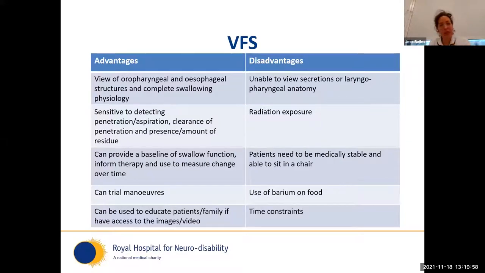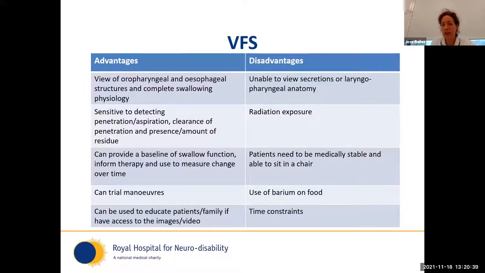We know that in terms of advantages, we get a really full view of the whole oropharyngeal and the upper esophageal structures and the complete swallowing physiology. We know it's sensitive to detecting penetration, aspiration, residue patterns, volumes, and also the clearance of all of these, which is really important. We can use it to provide a baseline of swallow function, inform therapy, and measure change over time. You can use it to trial strategies such as chin tucks, clearing swallows, head turns. And if we have access to it afterwards, it can also be used to educate families and patients.